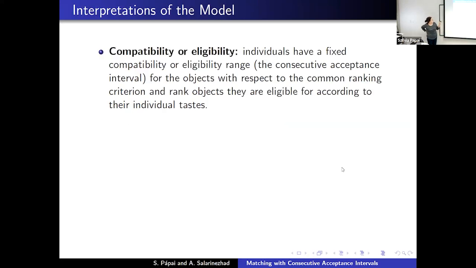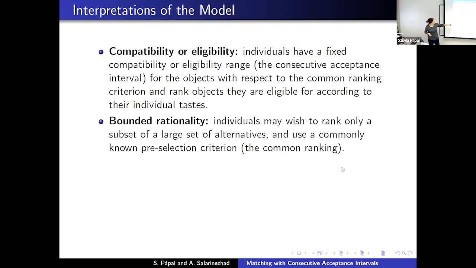So just to give some interpretations of the model. First of all, we have this compatibility or eligibility, or acceptance. We were already working on this project for years, and we realized we call it acceptance interval, but actually neither acceptance nor interval is probably the best phrase here. When we say acceptance, it doesn't necessarily have to be based on the agent's preferences. In fact, we are assuming that this is publicly known. So it's probably better to interpret it as some sort of compatibility or eligibility, which can be verified or is given exogenously.